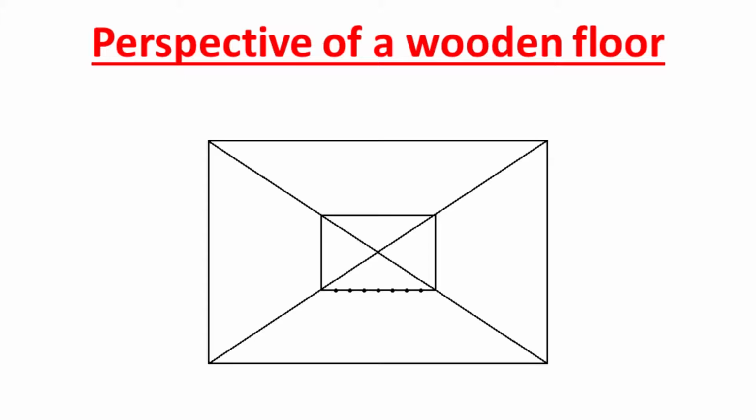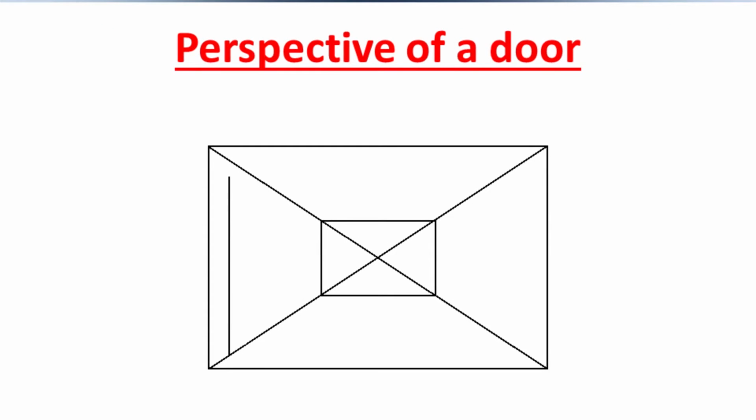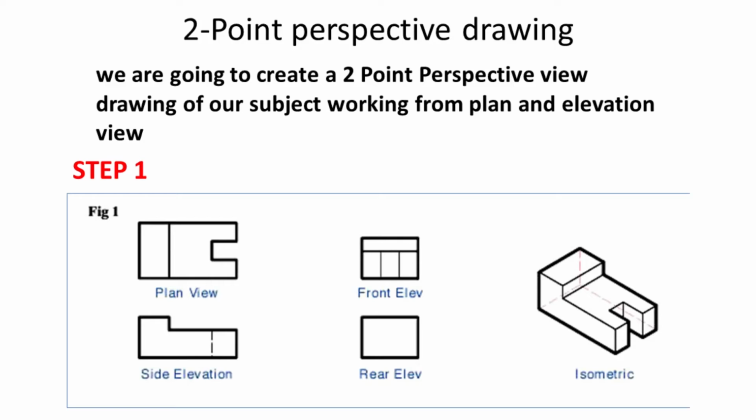You can see it now, the perspective of a wooden floor, and in the next one, the perspective of a rug, and in the next one, the perspective of a door, how to draw the perspective of a door, and in the next one, the perspective of a window, how to draw the perspective of a window. Now, we'll see a small example. We'll take this object. You can see the top view, side views, rear view, plan, front elevation, and even the isometric view. How to draw the two-point perspective of that one.